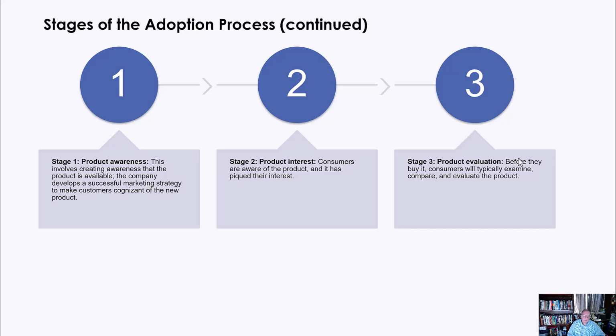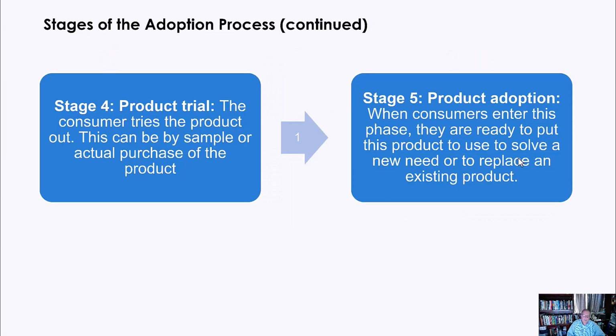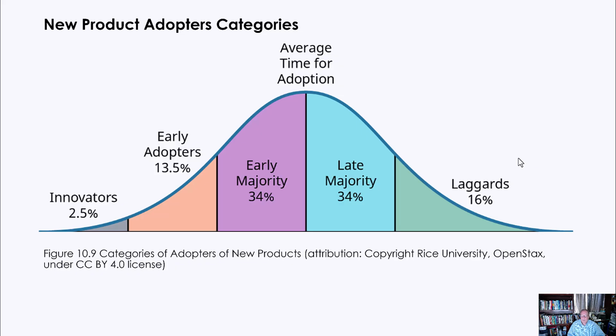So we want them to become aware of us. We want them to become interested in us. We want them to evaluate us. We want them to give us a try. Then we want them to buy from us. And those are the stages that we want to take them through.